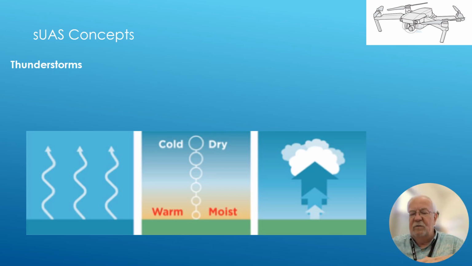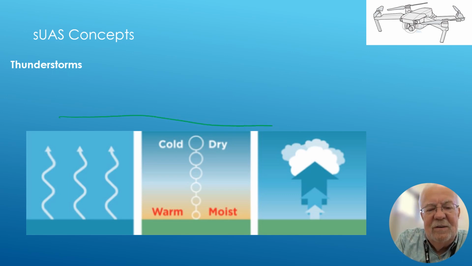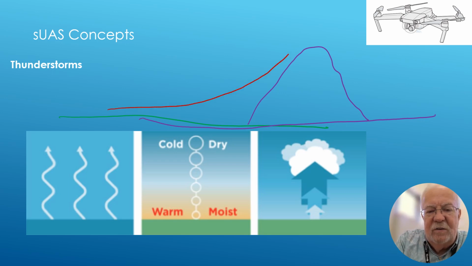If there's wind and then there's a mountain, it could be the wind blowing up the mountain. So let's see if I can make a nice little drawing here. Okay, we got that mountain. And the wind is blowing across here as it's pushed up. That's causing lifting force. So you're taking this warm air and pushing it up through the cold air.